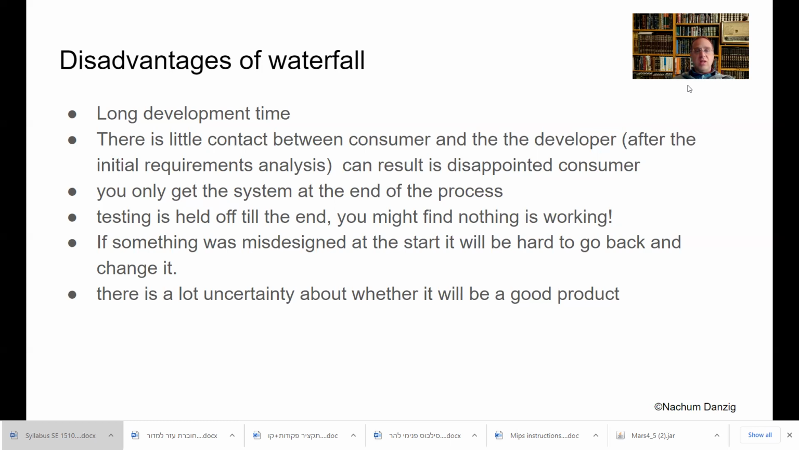Also, testing is held to the end. And you might find that at the end, nothing works, instead of testing all throughout. If something was misdesigned at the start, you're doomed. It'll be hard to go back and change it. You're not allowed to. You're not supposed to. And there's a lot of uncertainty about whether it will be a good product because you haven't been testing all along. You think it'll be good, but you don't really know.